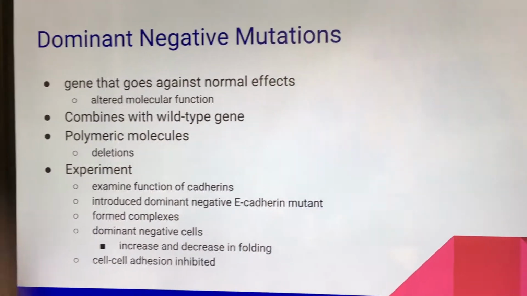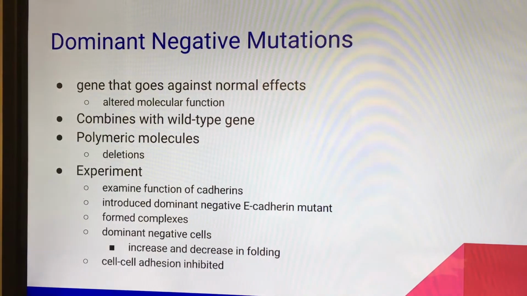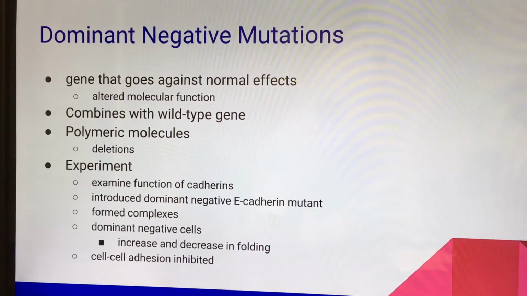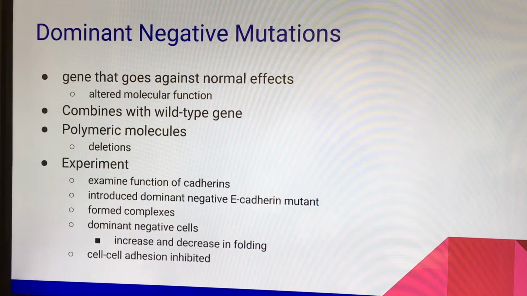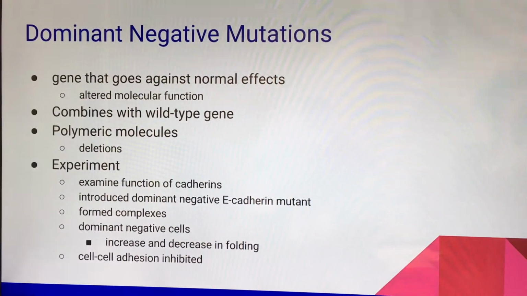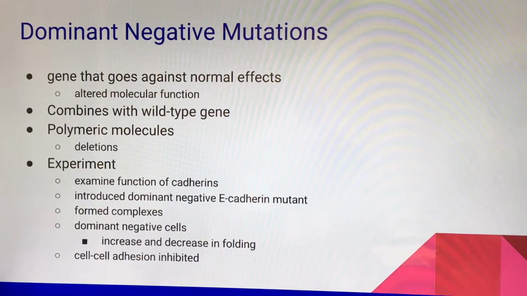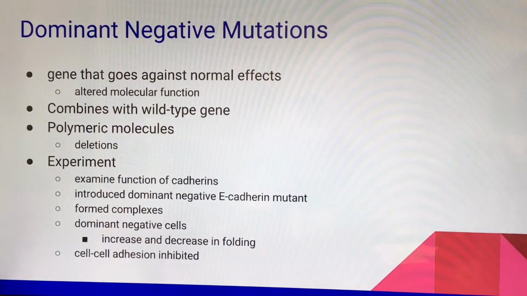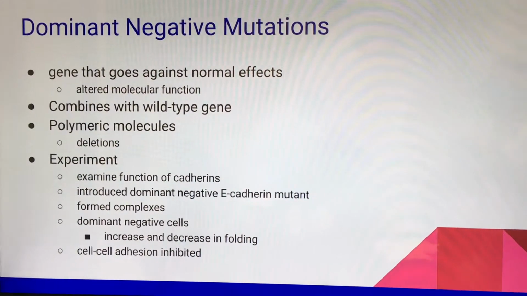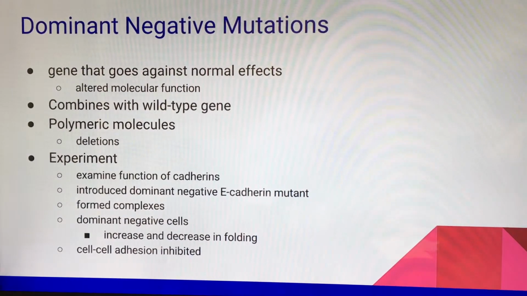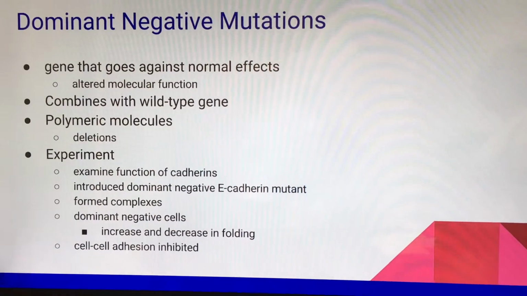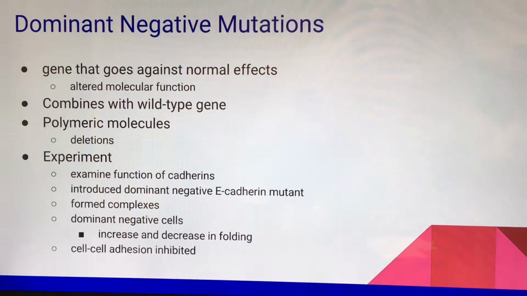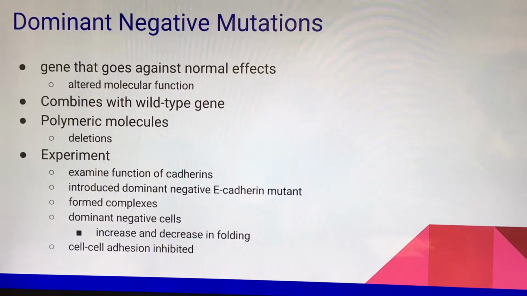In the experiment, we examined the function of cadherins in a normal cell. They introduced a dominant negative mutation of E-cadherin. It formed a complex with alpha, beta, and I believe gamma catenin. Cells expressing that dominant negative mutation resulted in a 5-fold decrease in the levels of endogenous cadherins and a 3-fold increase in the level of beta catenin. After all of this, the cell-cell adhesion was inhibited.